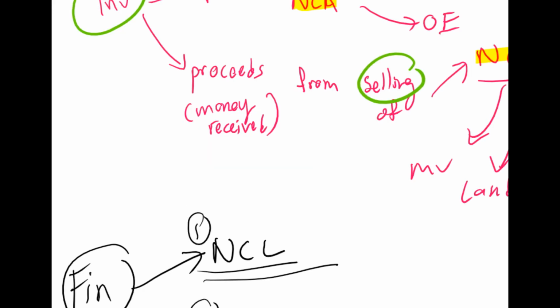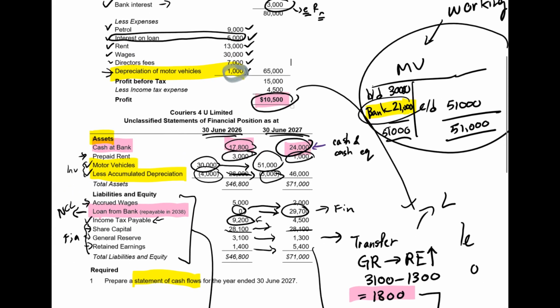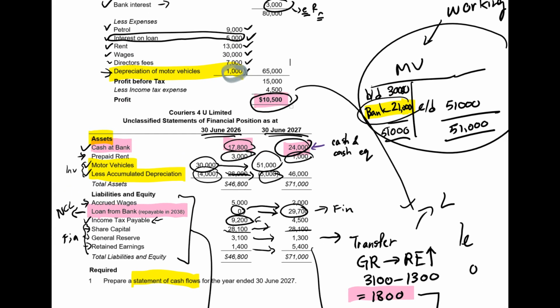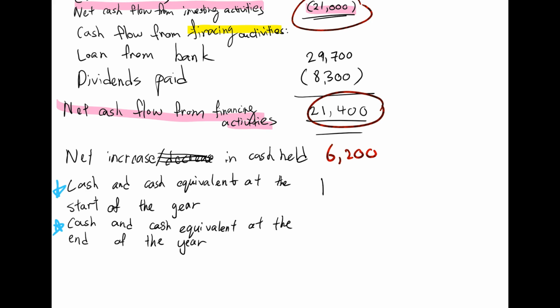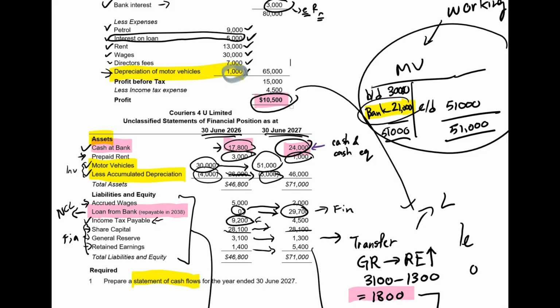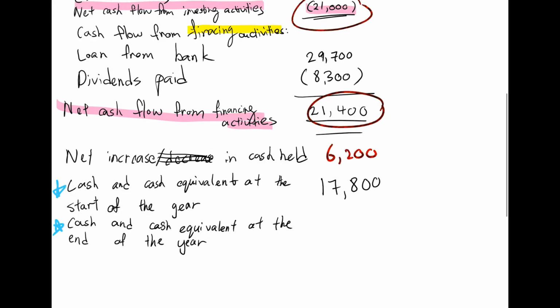Okay, if you look at the question, you have cash at bank, but there's no term deposit, there's no cash in hand, there's no bank overdraft. So cash at bank is the only cash and cash equivalent. So you are going to take 17,800, and this will be your cash and cash equivalent at the start of the year. And the cash and cash equivalent at the end of the period will be 24,000. Once you are done with this, you have done with the whole statement.